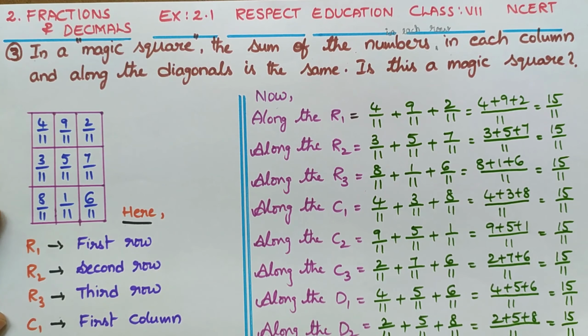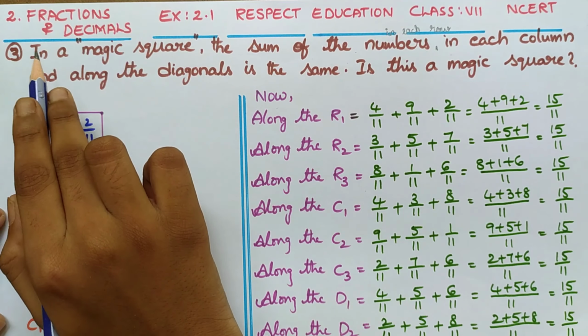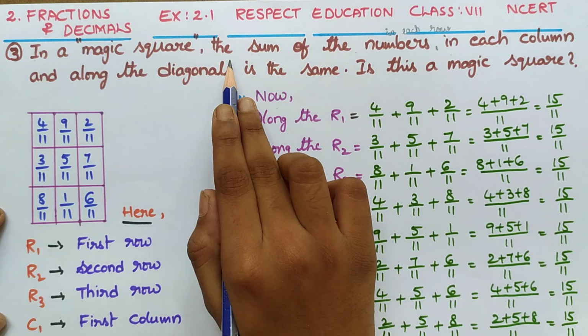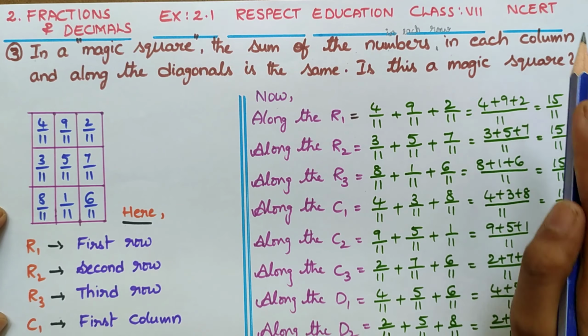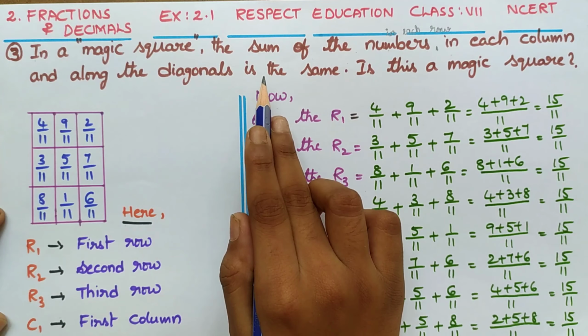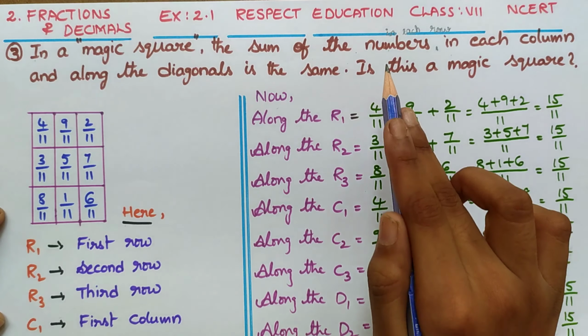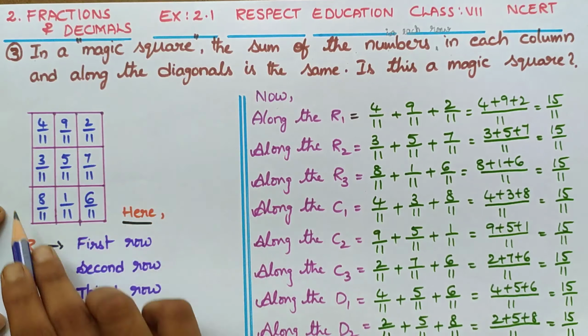Okay friends, now let us see question number 3. In a magic square, the sum of the numbers in each row, in each column and along the diagonals is the same. Is this a magic square?